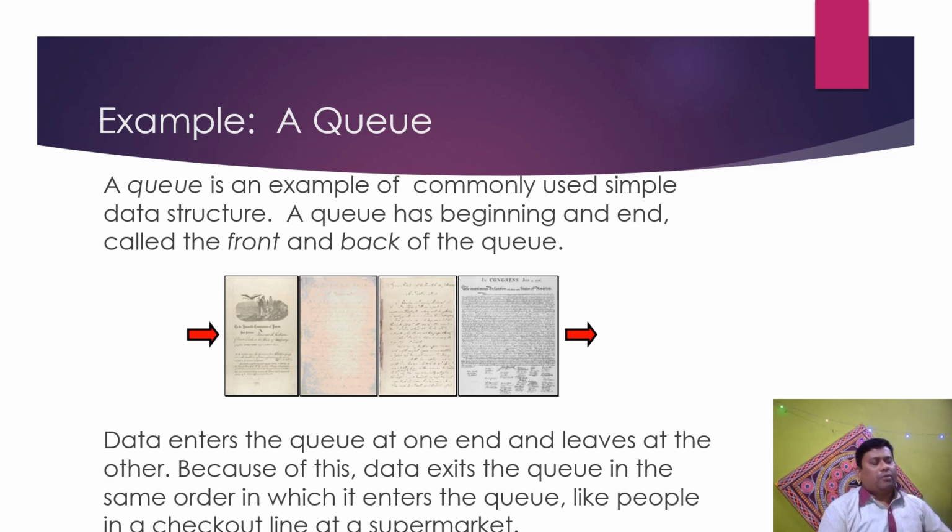Like when you go to a supermarket or a mall, some examples I'm telling you: in a cinema hall, whenever you are going to get a ticket, we have to enter into a queue. People also check out in a queue at a supermarket. So these are some examples of the queue.